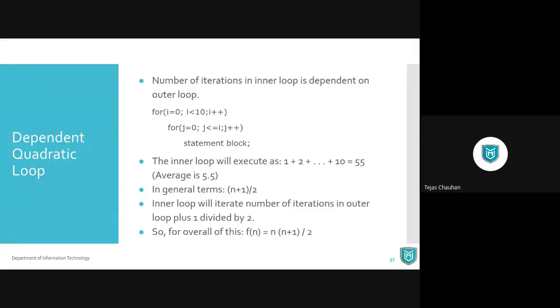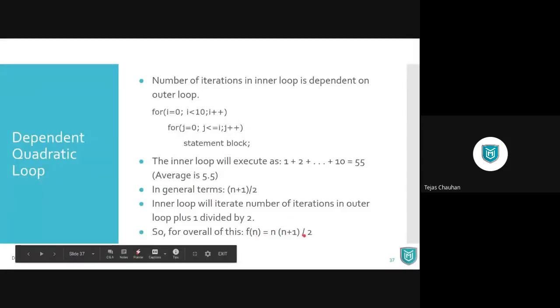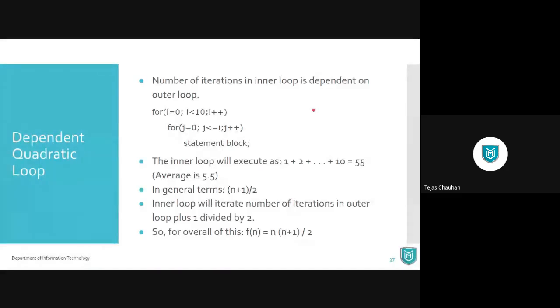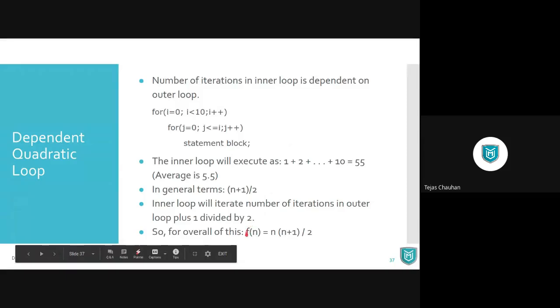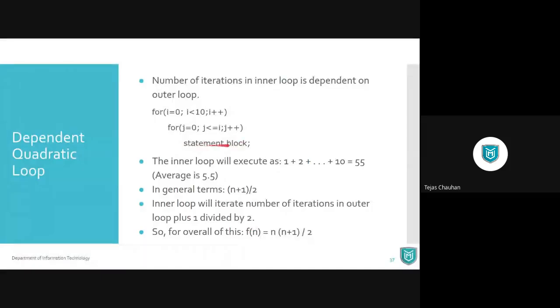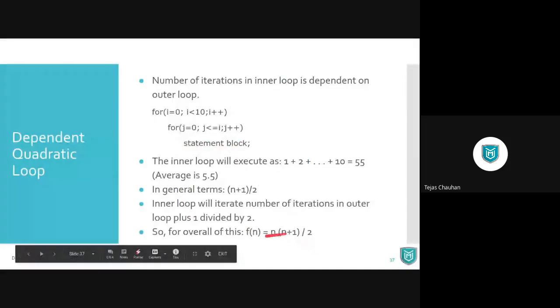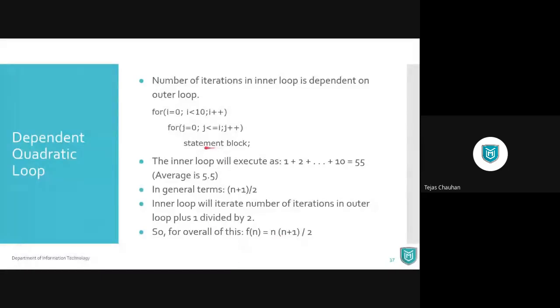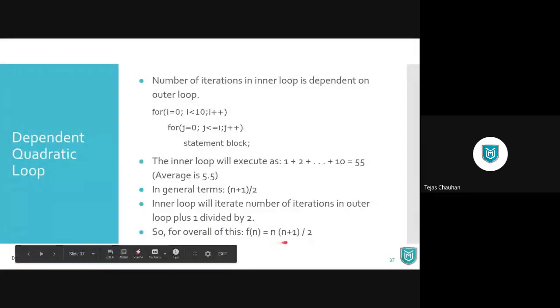So that's a quadratic loop which is dependent. And this is your function, f of n equals n(n+1)/2. So this is how we calculate, we devise, we define the f of n function. And this f of n is going to be your time or space complexity. If you are calculating execution steps, then it is time complexity. If you are calculating memory space, then it will be space complexity, and so on.